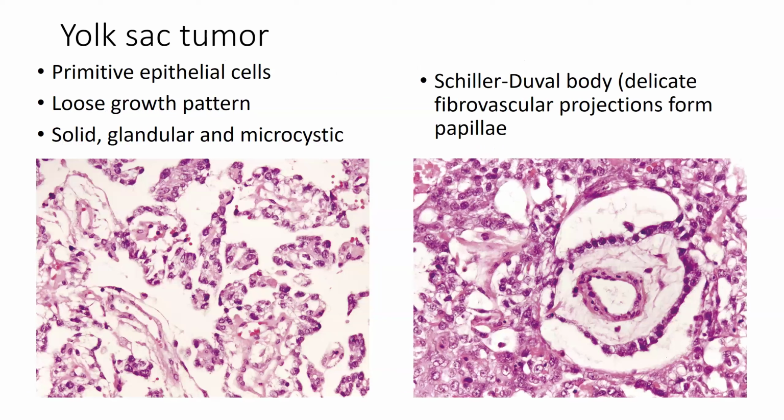Yolk sac tumors, I find significantly harder to recognize in these mixed germ cell tumors. They often have these primitive epithelial cells, but instead of those thick cords that you see in embryonal carcinoma, they're much thinner in yolk sac tumor. They can have multiple different growth patterns, as mentioned before. So they can have loose, solid, glandular, microcystic. They like to hide, in my experience, and immunostains are very helpful to identify them if possible. And here's another picture of those beautiful Schiller-Duval bodies that can also occur in the CNS yolk sac tumors.